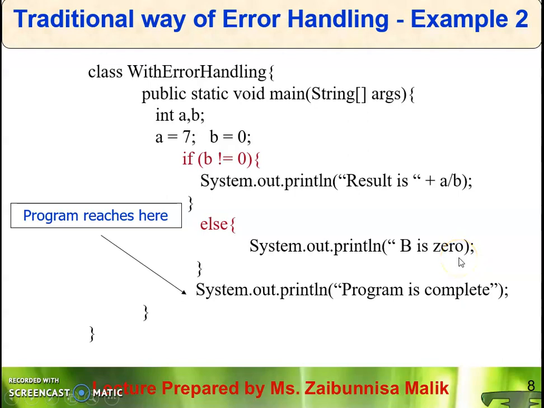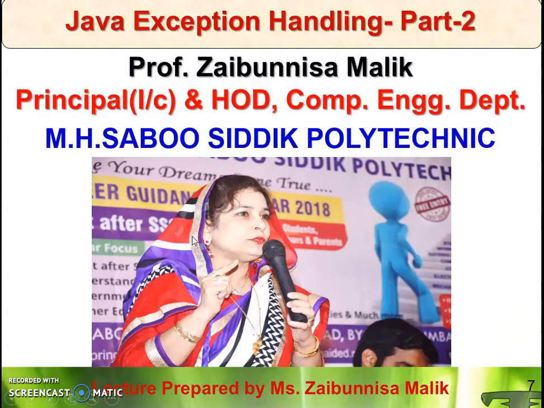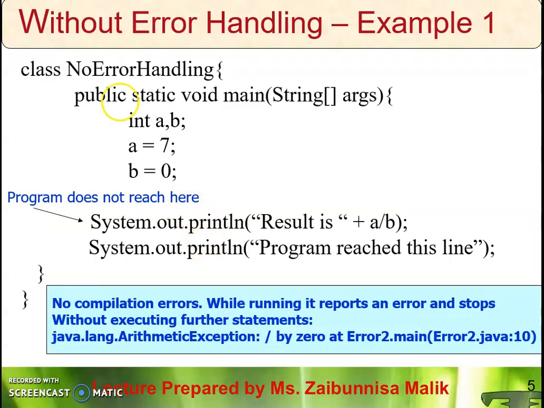So it will not stop here. My program will complete, my program will be executed. So System.out.println program is complete. So I will reach till here and I will see the output. If I run this program, after execution, if b is 0, this time my program will execute. You might remember that in the last example I had covered it without error handling. At that time a is 7, b is 0, my program does not reach a divided by b because it shows that there is an error, division by 0 error.